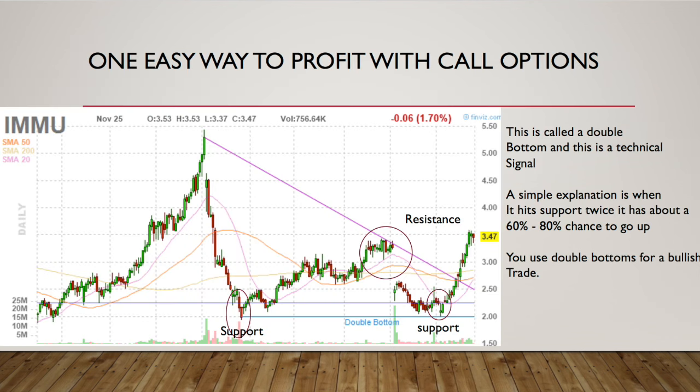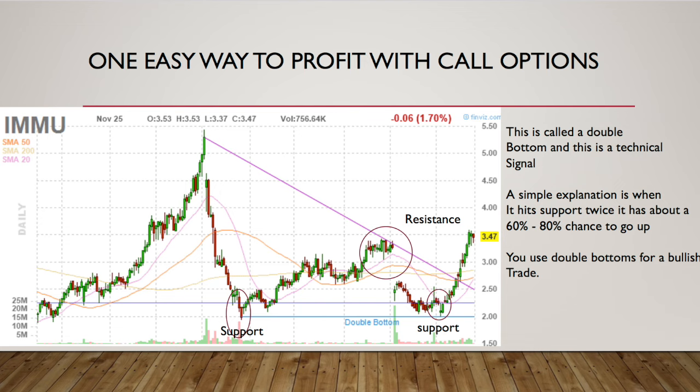Okay, guys, so now I'm going to tell you one easy way to profit with call options. What we've seen here is the price pattern of IMMU. So basically, what you're seeing right now is called a double bottom. It's when the chart price hits support and then it hits support again. And it's confirmed once the second support passes resistance.